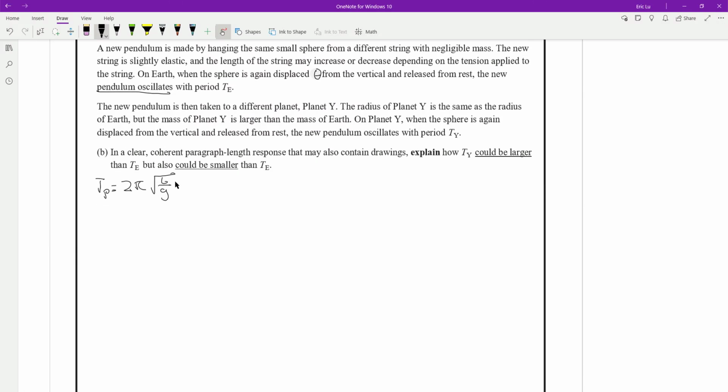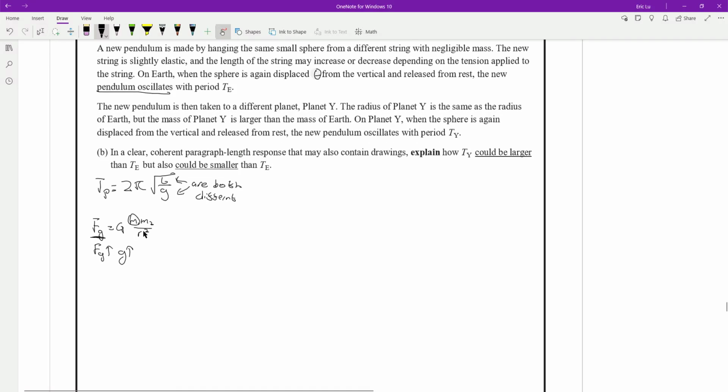So what factors do we have here that are different? Well, the length and gravity are both different. So this is because the length could stretch, which increases on planet Y, and g also increases on planet Y, because the force of gravity is given by G m1 m2 over r squared, and if m1, the mass of the planet, increases on planet Y, the force of gravity increases, and when the force of gravity increases, the acceleration due to gravity also increases, because it's just force over mass.